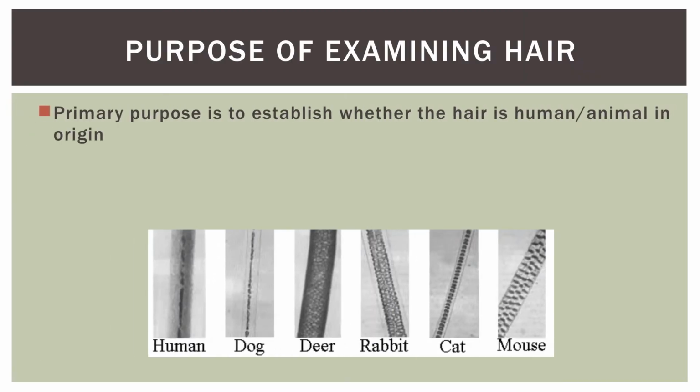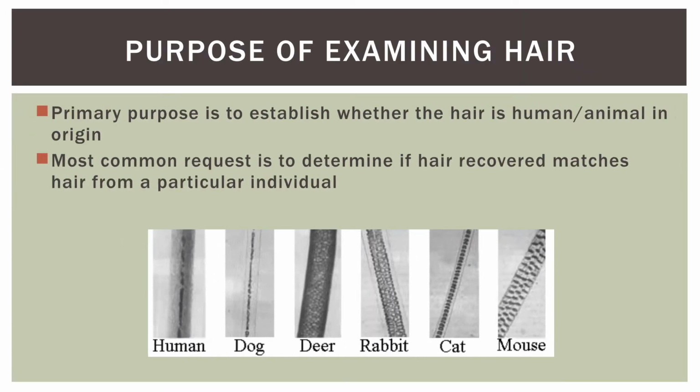The purpose of examination of a hair follicle is primarily to establish whether the hair is human or animal in origin. And the most common request is to determine if the hair recovered from the scene matches the hair from a particular individual or suspect.